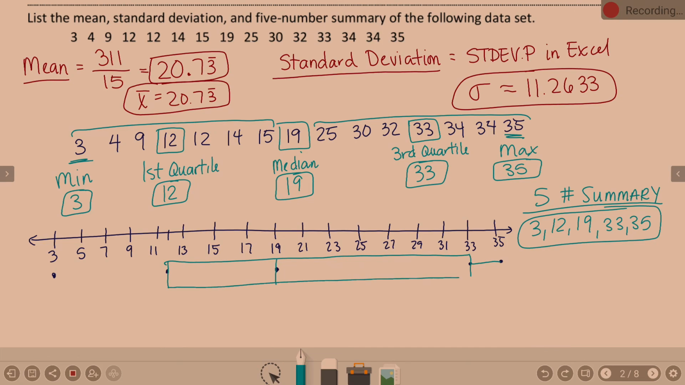Okay, there you go, guys. Make sure you get your box and whisker plot finished.